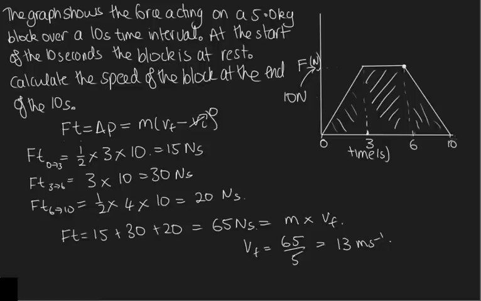Now, if this force continued and went below the axis, that would actually be a negative force, and if that was ever to happen, we would need to subtract the area underneath the curve from the area on top of the curve. So if we had any area underneath the curve here, that would be a force acting in the opposite direction to the motion of the object, and so would be a force slowing the object down.